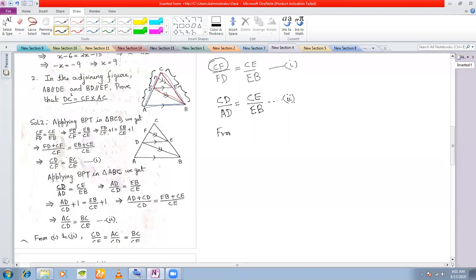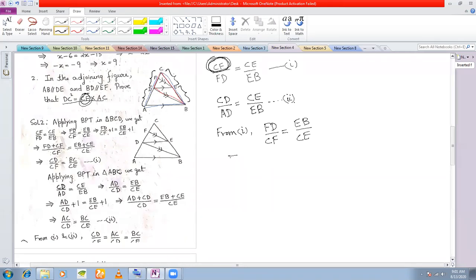From 1, what we do is, since we have to keep CF, because CF is there in the proof, okay, so we take CF in the denominator. So we write this as FD by CF is equal to EB by CE. Invertendo, remember invertendo? That is what I have done. Okay, because I have to keep CF, because CF is there in the proof, that's why I have taken the inverse ratio on both sides.